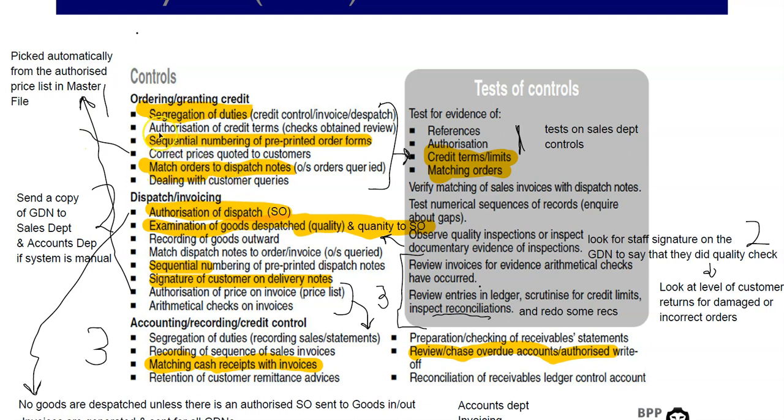And if we were the auditor and we wanted to test some of the controls, we would pick a sample of customer accounts and test for evidence that they were authorized as a new customer, test that there were credit limits in place that didn't exceed their credit limits. We would match sales orders. Matching orders is one of the important controls that happens in the accounting department, to follow up on outstanding orders. And how they do that is they should receive a copy of the goods dispatched note.